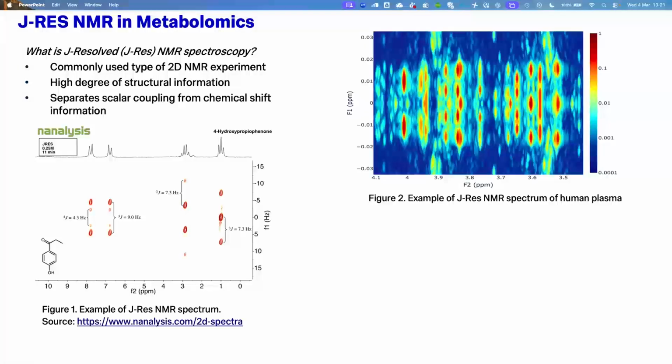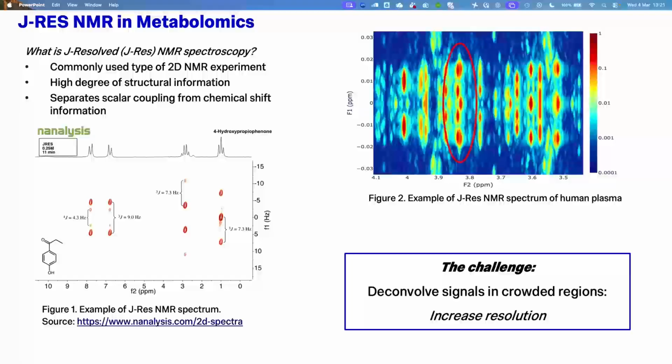Now, there are experimental ways of doing that. We can go to higher fields of the NMR spectrometer. We can do some other clever things with the NMR. But in general, there's only so much you can do, and it's expensive. Okay. So, that's what we want to do. We want to deconvolve or try and separate as many of these crowded signals as we can. And that's the same thing as saying we'd like to increase resolution.